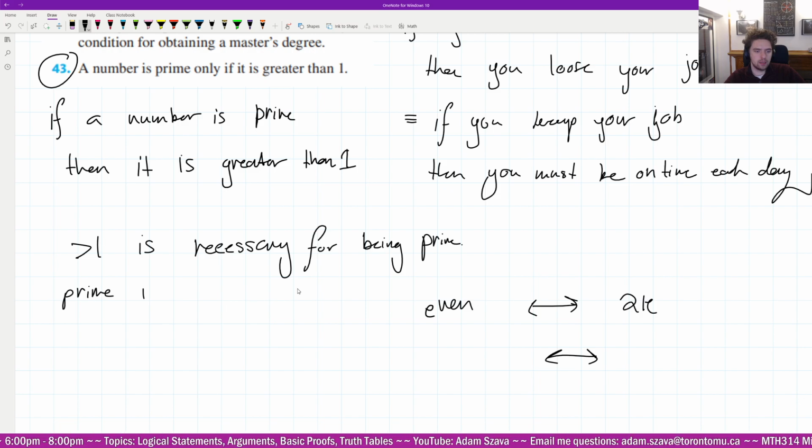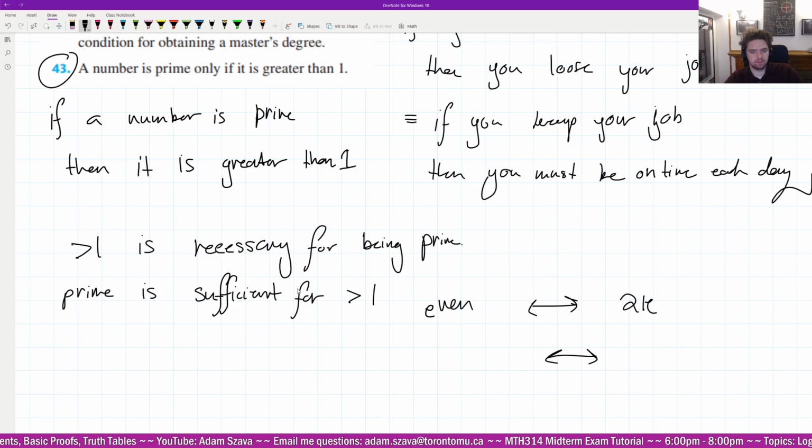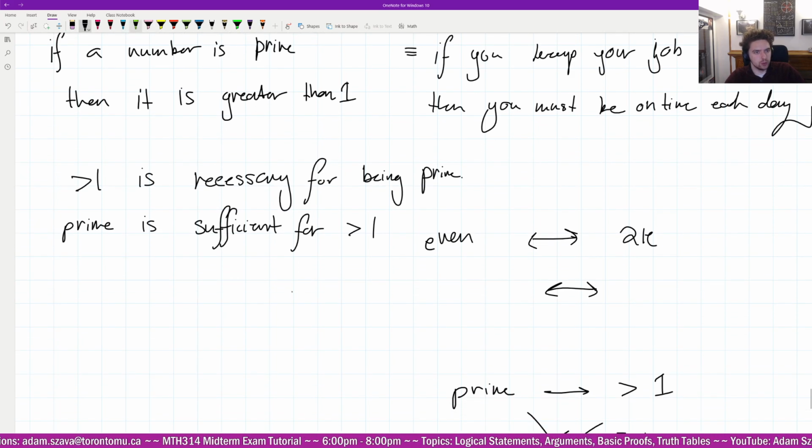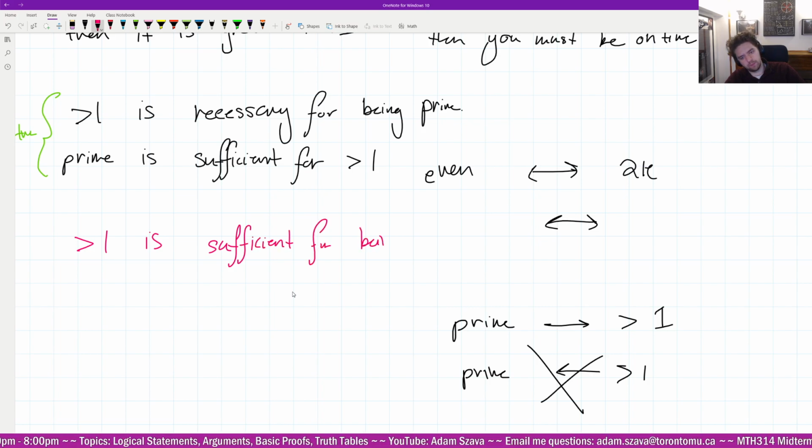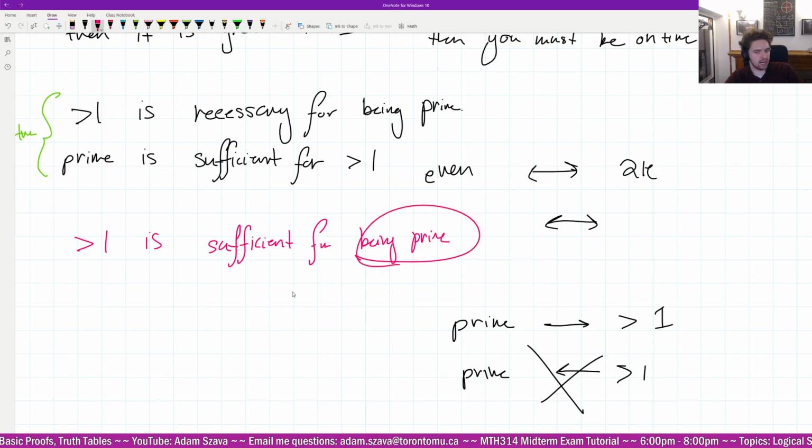Prime is sufficient for being greater than 1. These two statements are true. So being greater than 1 is a necessary condition for being prime, and being prime is sufficient for being greater than 1. So these two are true. The next two I'm going to write are false. So greater than 1 is sufficient for being prime. This is false, right? There's lots of numbers greater than 1 that aren't prime. So we're saying that knowing this is enough to know this for a fact, but that's not true.